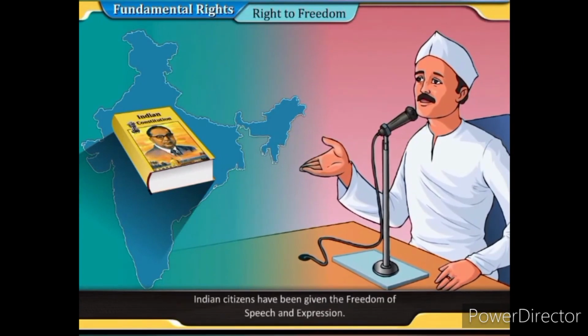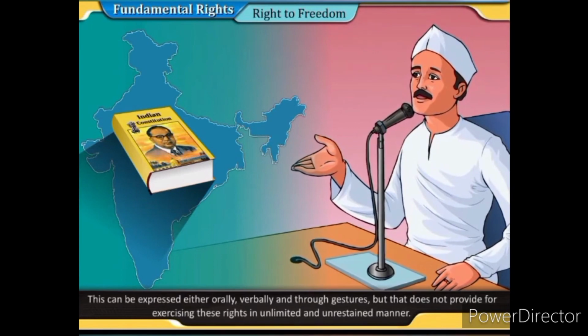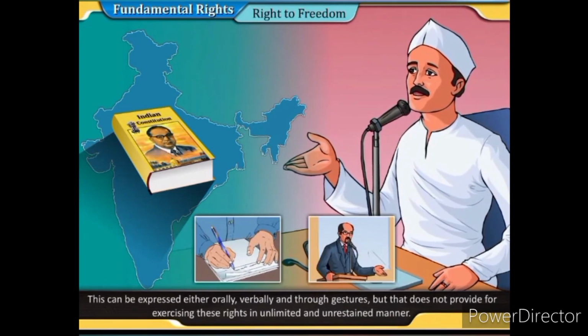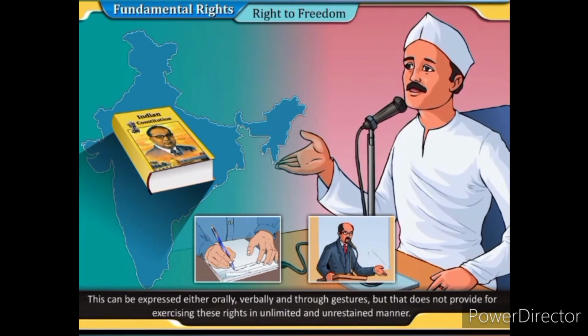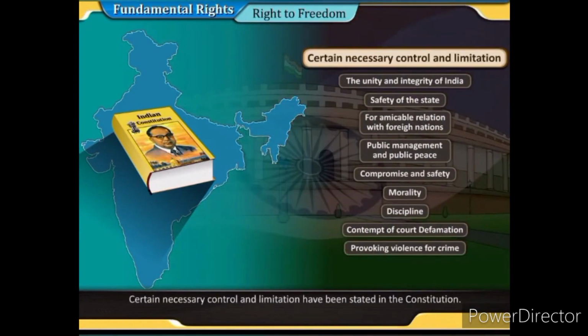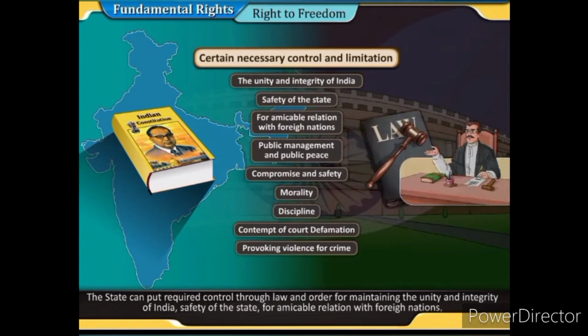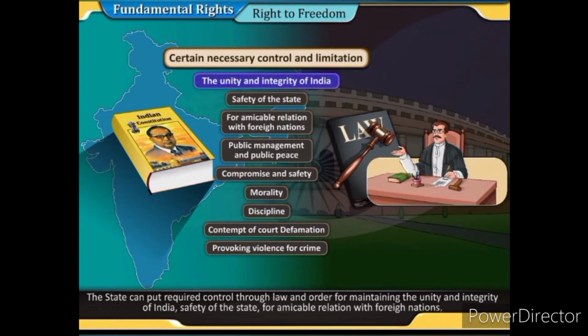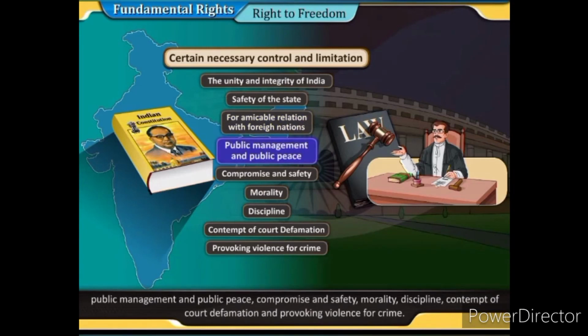Indian citizens have been given the freedom of speech and expression. This can be expressed orally, verbally and through gestures, but that does not provide for exercising these rights in an unlimited and unrestrained manner. Certain necessary control and limitation have been stated in the Constitution. The state can put required control through law and order for maintaining the unity and integrity of India, safety of the state, amicable relations with foreign nations, public management and public peace, safety, morality, discipline, contempt of court, defamation, and provoking violence or crime.